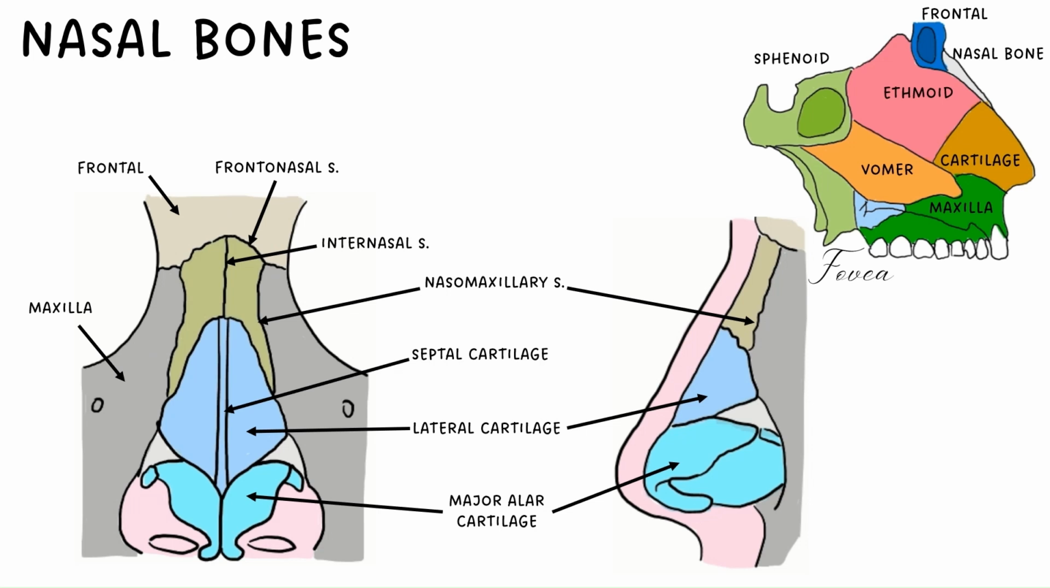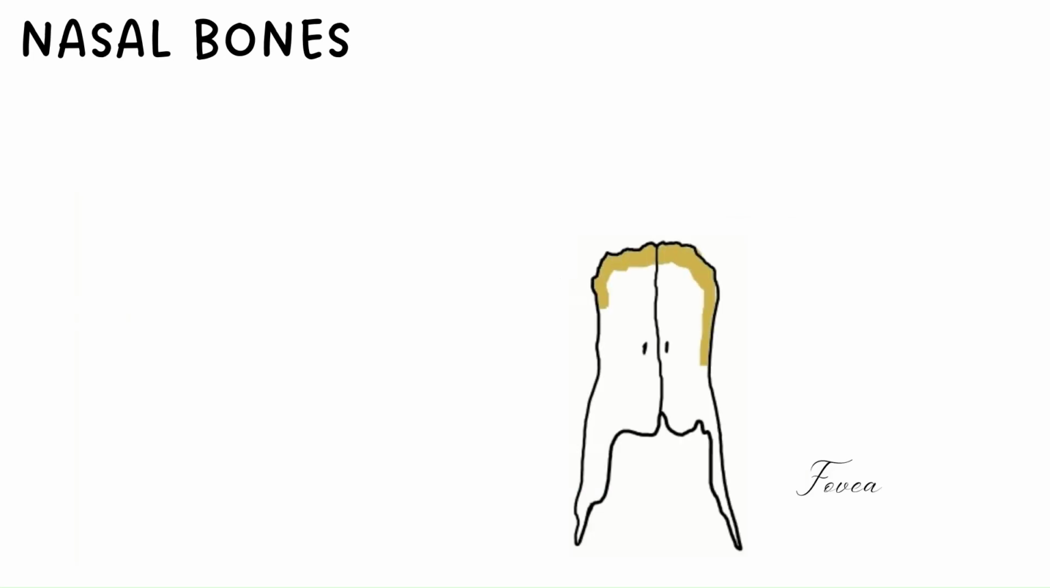The nasal bone has two surfaces, external and internal, and four borders. On the outer surface of the nasal bone, around its midpoint, a small foramen is present, the nasal foramen, for the passage of a small vein.